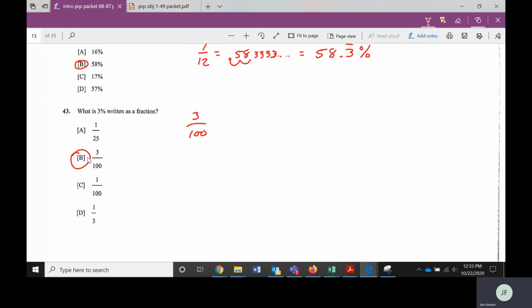Again, if that's frustrating for you with fractions, change 3% to a decimal. Remember it's always twice, 1, 2, so it's 0.03, and then you would test these choices. So 1 divided by 25 is 0.04, so that's out. 3 divided by 100 is 0.03, so there's your answer. Again, this would be 0.01, that's out. This would be 0.3 repeating, that's out.